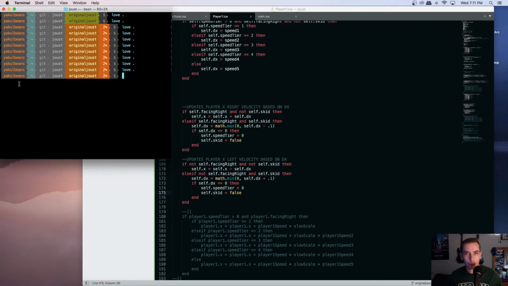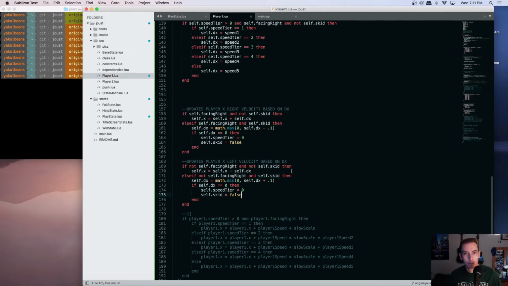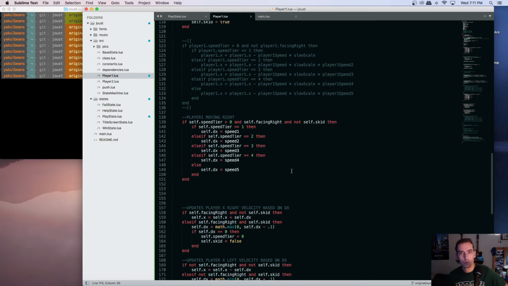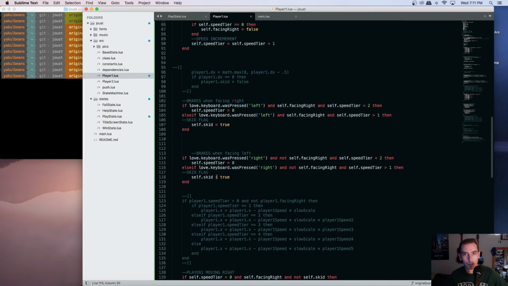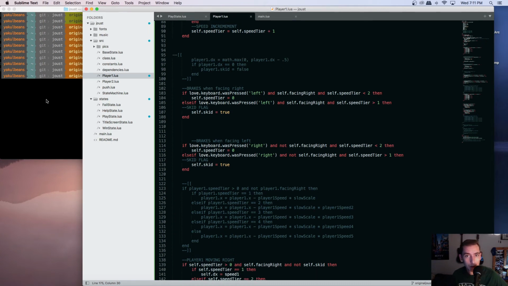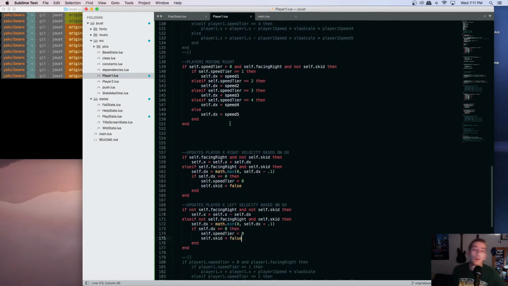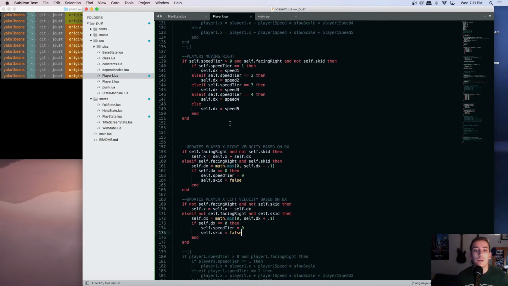So why does skid getting true not be working right now when moving to the left? Keyboard is right. And not facing right. Speed 2 is greater than 1. I don't know why that's not working. The good news is some of that worked, and it's not completely broken.